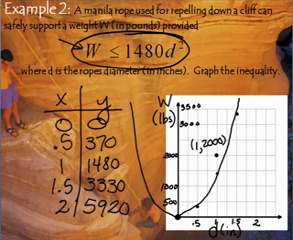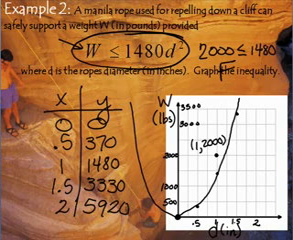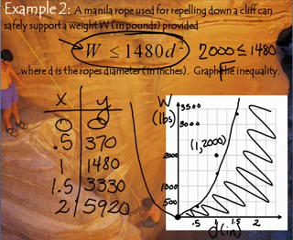Okay? So if I put the 1 in for the diameter, 1 squared is 1, so I'd have 2,000 for my W is less than or equal to 1,480. And that is a false statement, so we would not shade inside the parabola, we would shade outside the parabola, which would be over here.